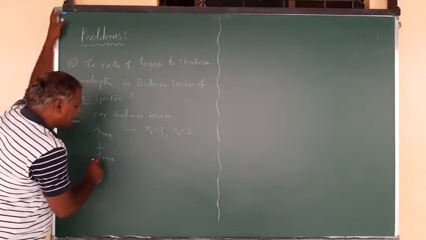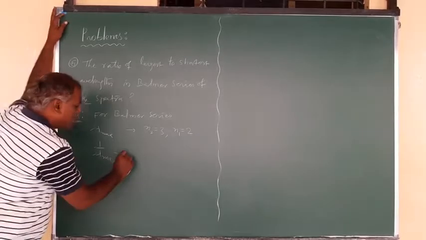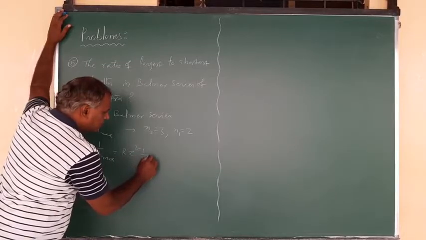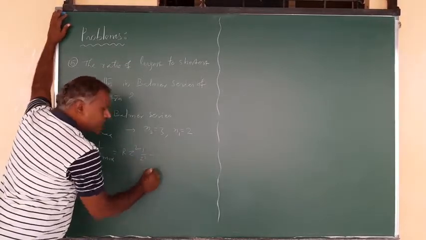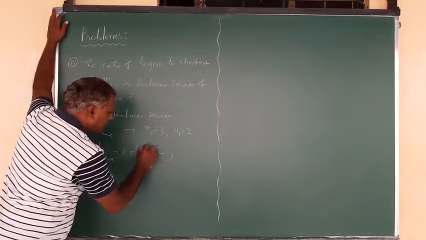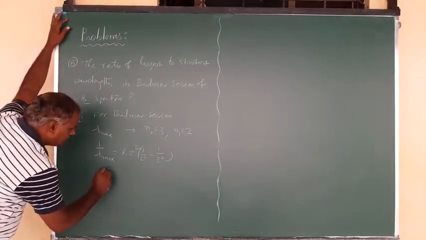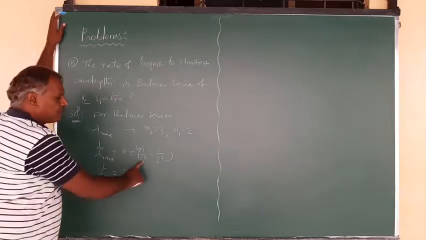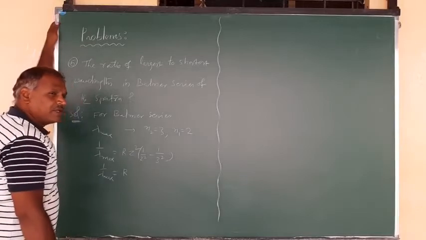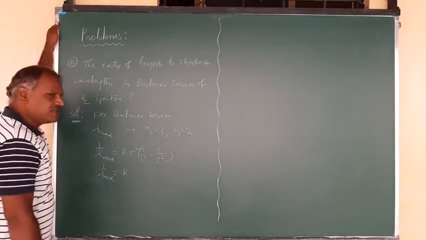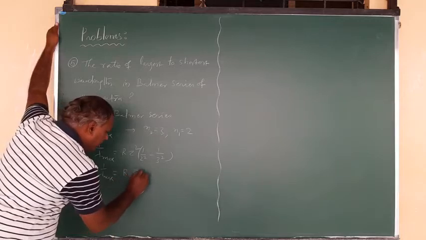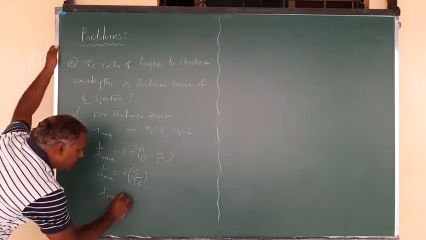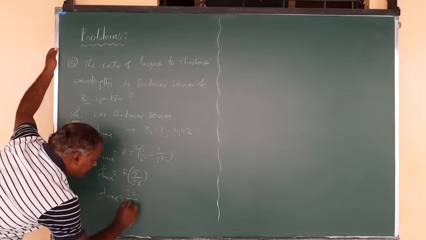1 by lambda, the wave number, is equal to R Z square into 1 upon n1 square, here n1 is 2, minus 1 upon 3 square. So 1 by lambda max is equal to R into 1 by 4 minus 1 by 9. It will become 9 minus 4, that is 5 by 36. So lambda max is equal to 36 upon 5R.